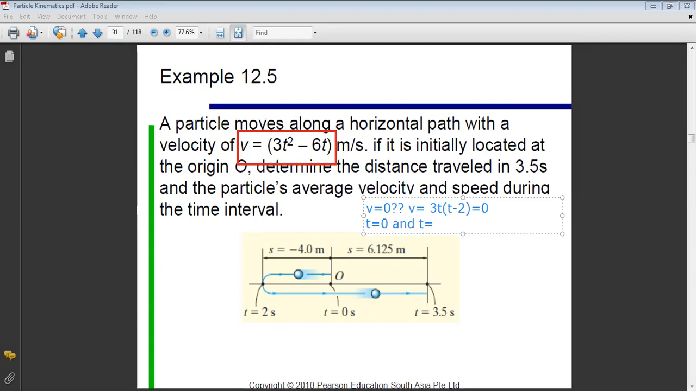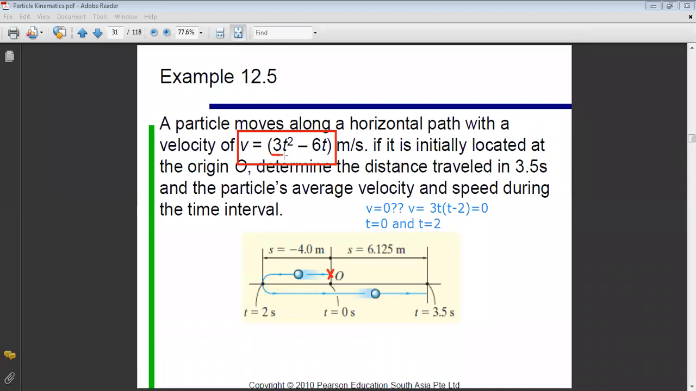This means that initially I start from a velocity of 0, and they said that my original position was at the origin, so I was here at point O. Then, because it's a second degree equation and the coefficient of t squared is positive, between the two solutions I have a negative velocity, between 0 and 2.